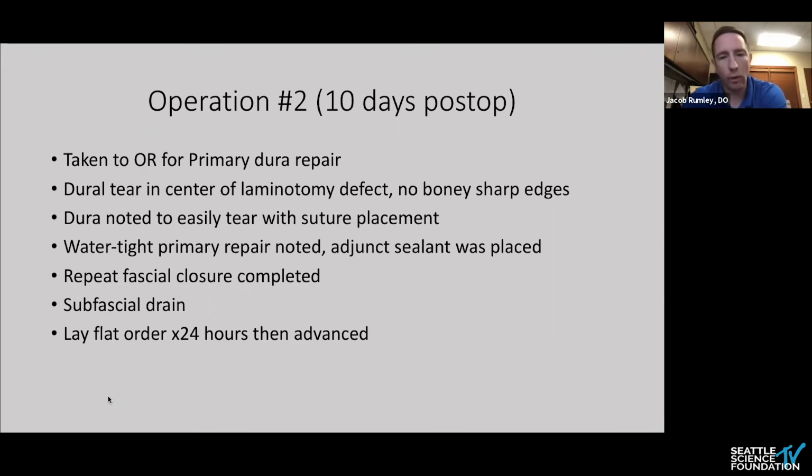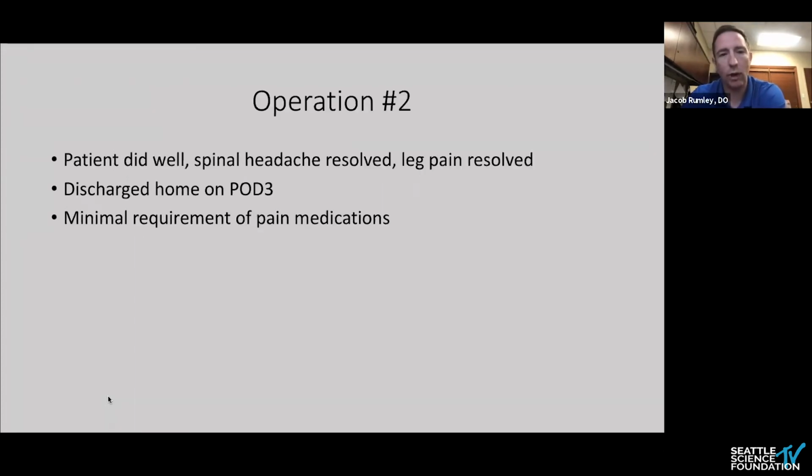So we performed a watertight closure with suture. And as we were doing that, the dura would tear with each suture pass. But by focusing, using good technique, we were able to get a watertight closure with the suture. We performed a good fascial closure. We put some adjunct fiber and glue on it, placed a subfascial drain, kept her laying flat for 24 hours.